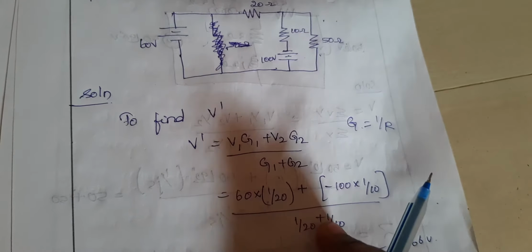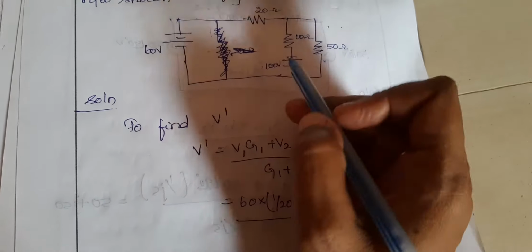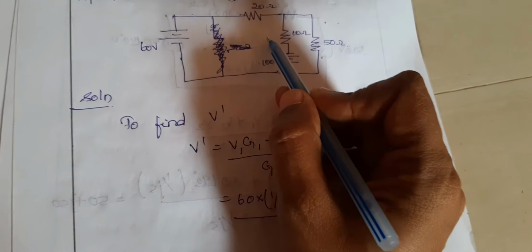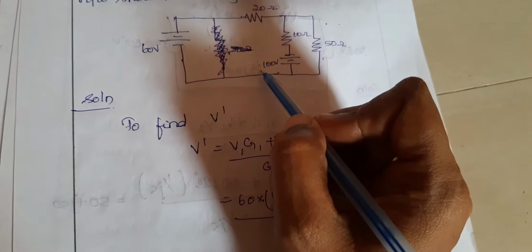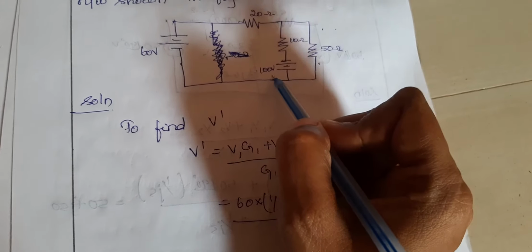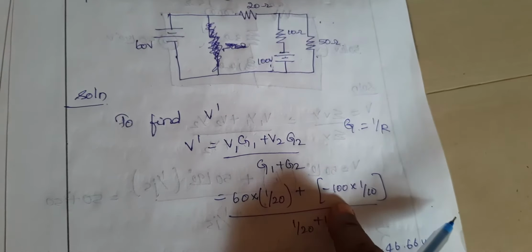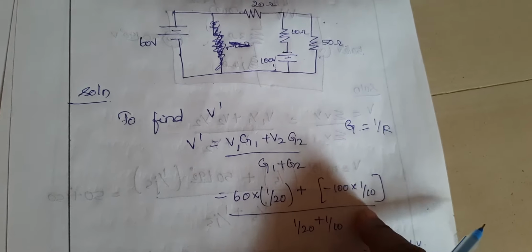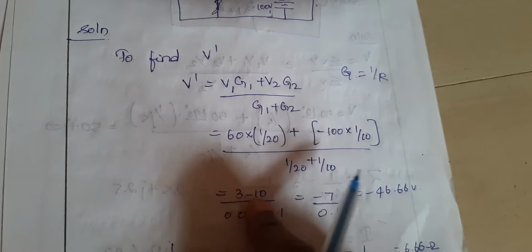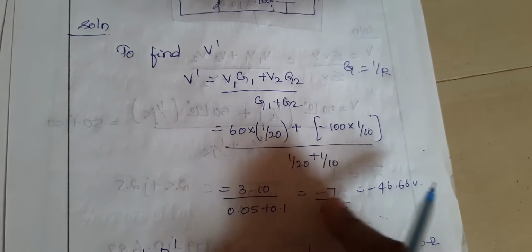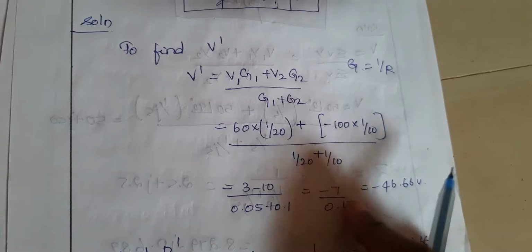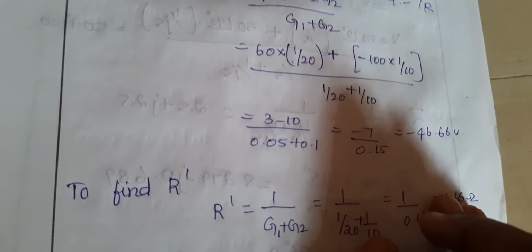So 60 into 1 by 20, plus the V2 value. Here the polarity is opposite, so it is a drop, and therefore minus 100 has been given, into 1/10. So 1/20 plus 1/10 in the denominator. So what is the value? 3 minus 10, so minus 7 divided by 0.15. The answer is minus 46.66.